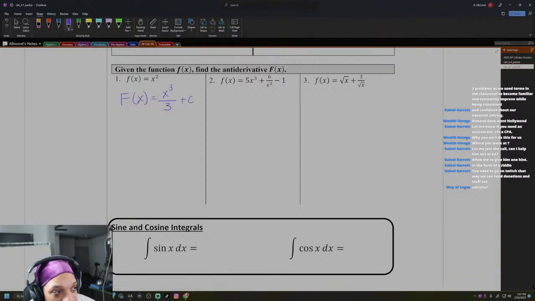Number 2, we can do term by term. All right. So 5x cubed.